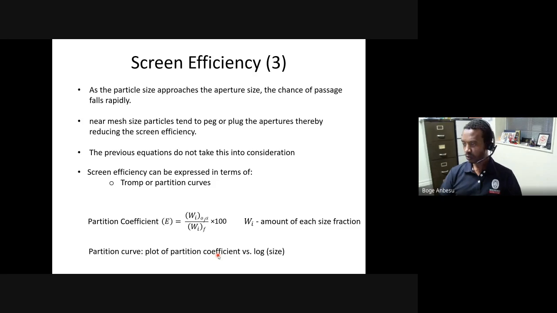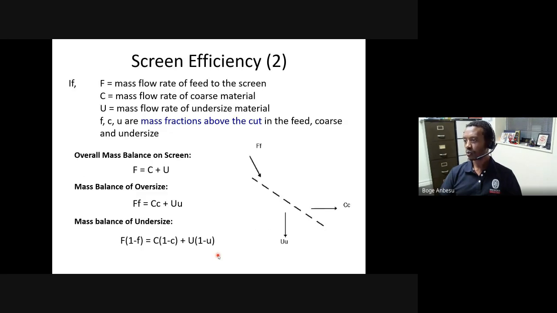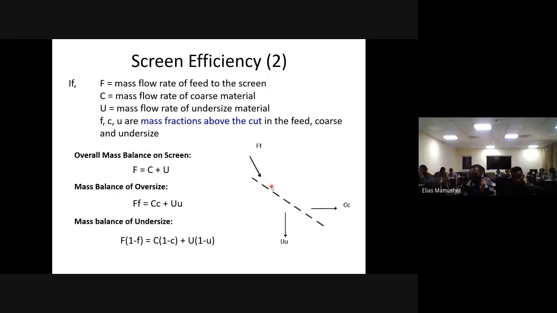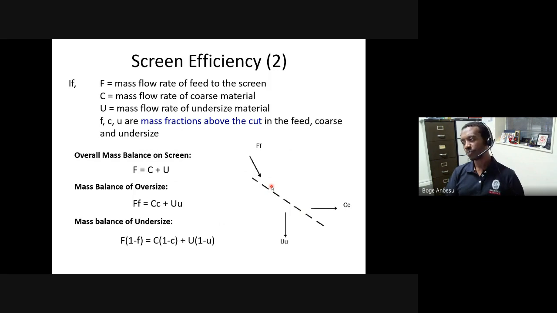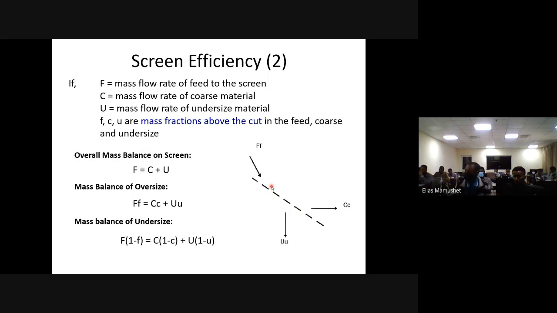Because in this case, what we are assuming in these two examples I've shown you is you feed everything to the screen and you're assuming particles. For example, if this was 50 millimeter aperture size, I'm assuming if a particle is 49 millimeter in size, it should pass through that screen. But in reality, unless you present that particle in a perfect way, a 49 millimeter particle doesn't pass through a 50 millimeter screen. Why? Because it's very close in size to a 50 millimeter screen, and it simply bounces off and reports to the oversize.